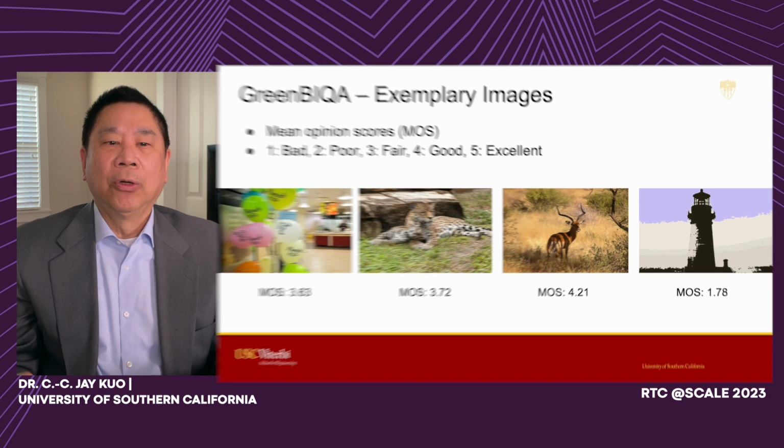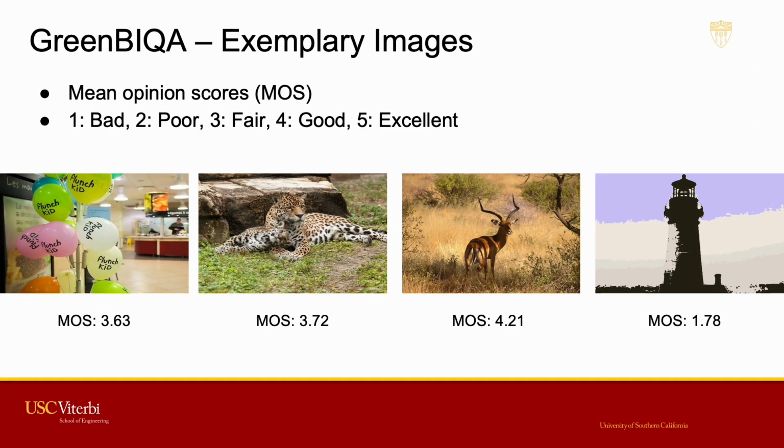Here I show four images, and usually you ask the user to label each image with a number from 1 to 5, from the worst to the best. For one image you have multiple users provide their scores, and then we average those scores. This average of multiple user scores is called the mean opinion score for each image. Here I use four images to show the mean opinion score.